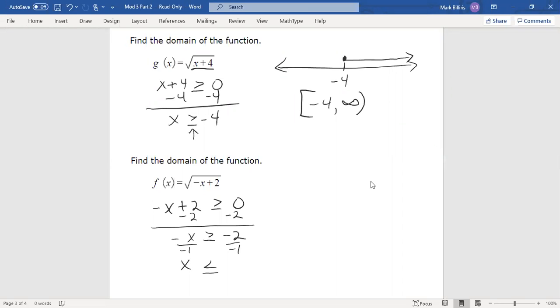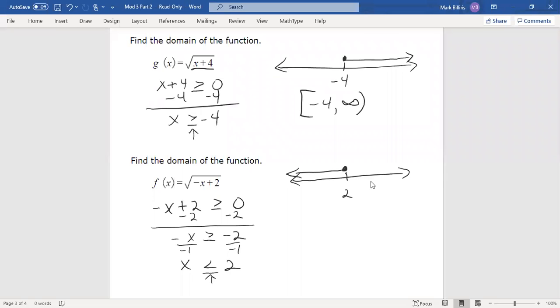So negative 2 over negative 1 is positive 2. So my answer here for the domain is all x values less than or equal to 2. So again, I'm going to come to my number line, put in my boundary point, which in this case is 2. It's included because of the or equal to part. Now, which direction is less than? Less than always is to the left of the point.